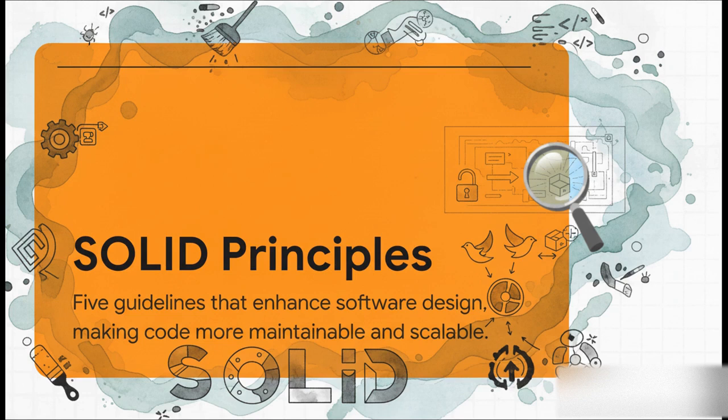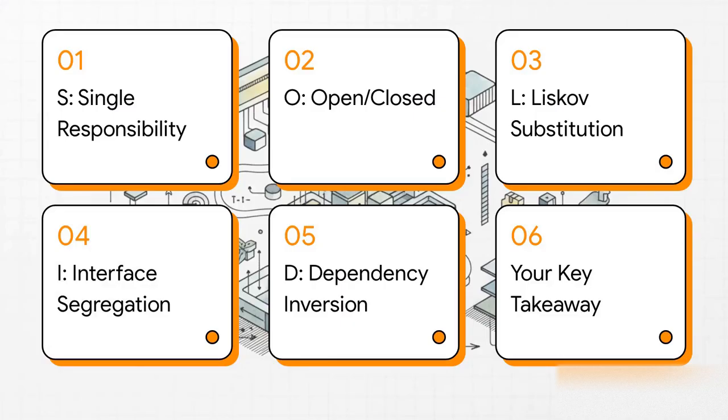You can think of them as the bedrock of good object-oriented design. They help us build software that doesn't just work today, but is also robust and ready to scale for years to come. We're going to walk through each letter of SOLID. We'll cover focusing our classes, extending them safely, making sure they behave predictably, keeping our contracts lean, and finally, wiring the whole thing together flexibly. So, let's kick things off with this.